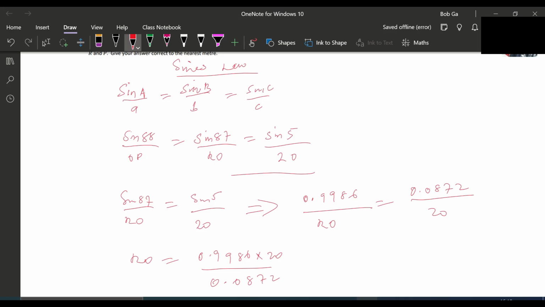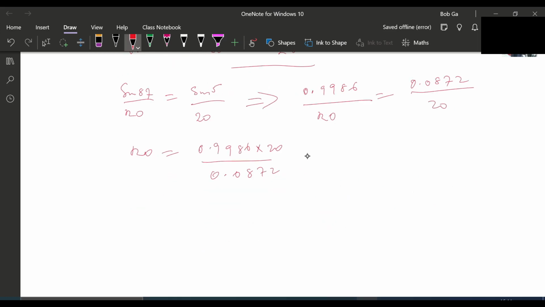Let's evaluate that and see what we get. This is the same as 19.972 that we divide by 0.0872. That's going to give us 229.0367. Okay, so that's what we got there. So that's our RO. We found RO now.